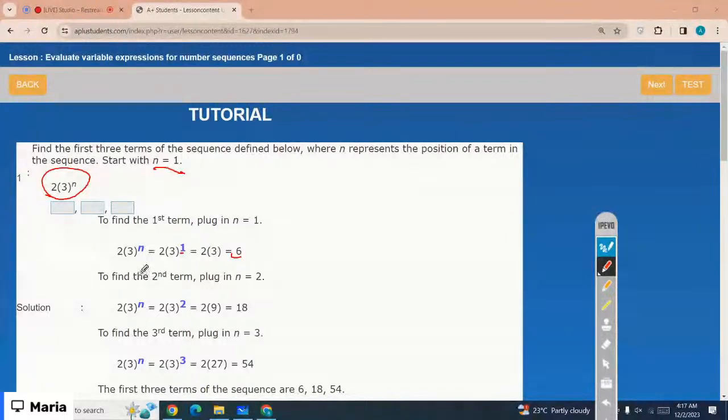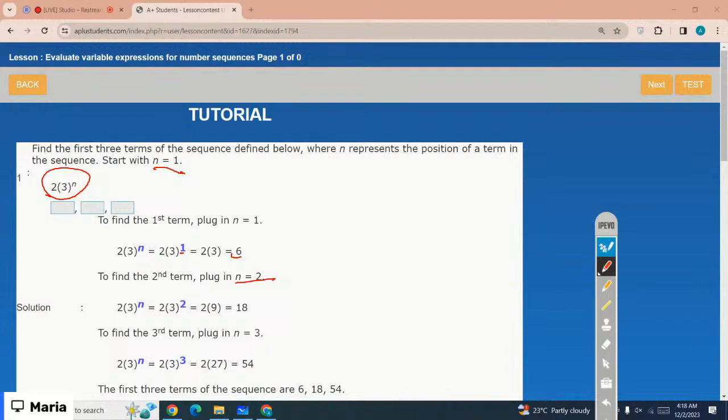For the second term, you need to put n equals 2. So when you put n equals 2, that would be 3 exponent 2. 3 exponent 2 means you have to evaluate 3 times 3, and 3 times 3 is 9. So that would be 9 times 2 equals 18. So the second term is 18. For the third term, you have to replace n with 3. So 3 exponent 3 means you have to multiply 3 three times. So 3 times 3 is 9, and 9 times 3 is 27. So that would be 54.